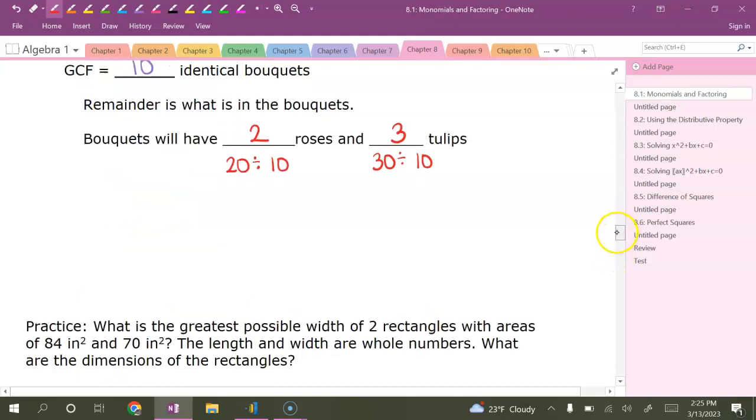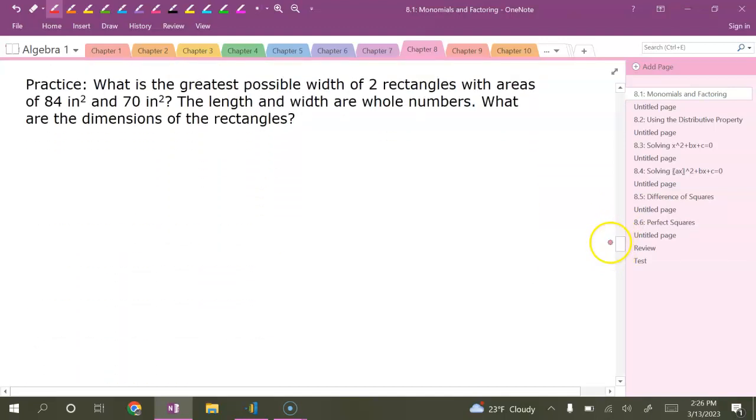So I want you to go ahead and practice this now. So read through this practice problem here. Take a few minutes to work through it, and then come back and resume watching to see how this one should have worked out.